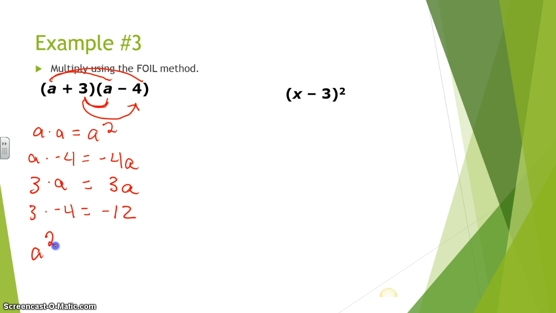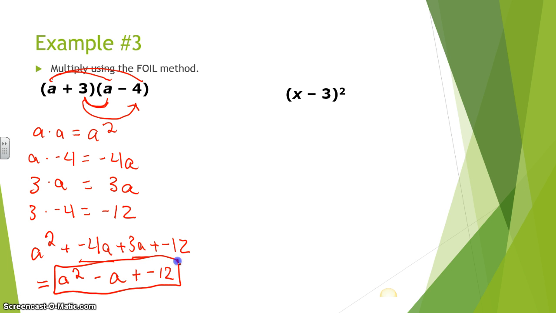So then I add all these terms. We have a squared plus negative 4a plus 3a plus negative 12. Are there any like terms here? Negative 4a and 3a, which becomes negative 1a. So my final answer is going to be a squared minus a, or you could have put 1a, plus a negative 12. That's how we solve using the FOIL method.